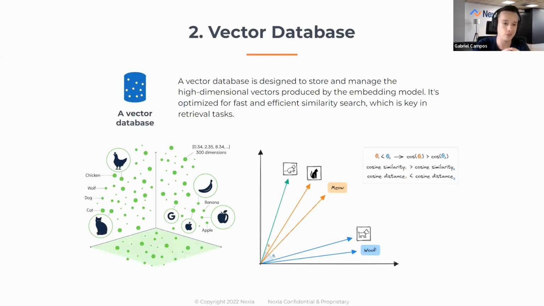So now, after we've turned our words into these unique number codes, we need a special place to store them. And this is where a vector database comes in. It's like a high-tech library for all these number codes. And it's not just about storing them, but it's also about finding and matching them quickly and accurately.